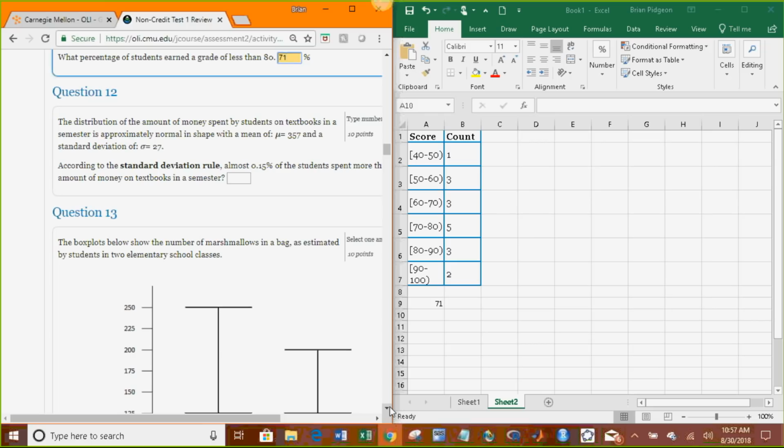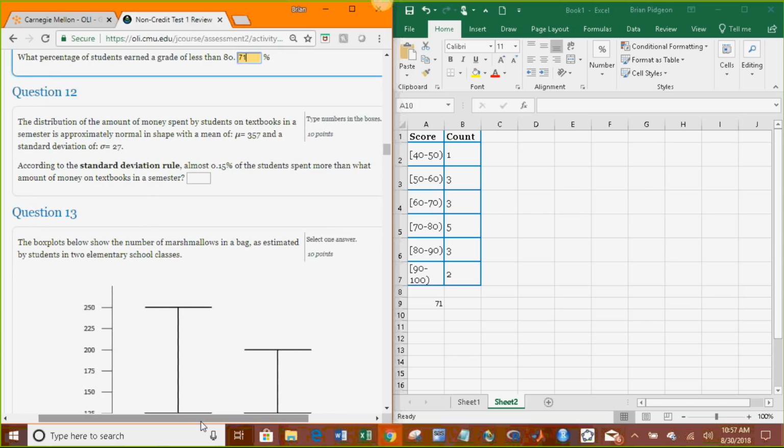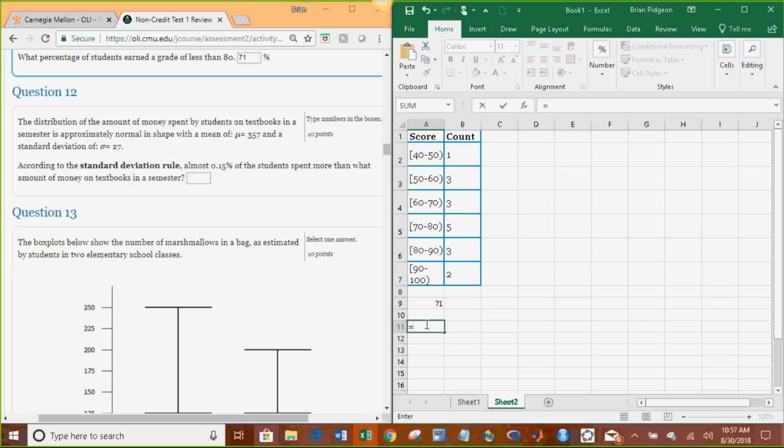Okay. The distribution of the amount of money spent by students on textbooks in a semester is approximately normal with mean 357 and a standard deviation of 27. According to the standard deviation rule, almost 0.15% of students spend more than what amount of money on textbooks? Well, we just did a question like this where our answer was 0.15%. So we know that 0.15%, or more than that, some value is going to be the value that is 3 standard deviations away from the mean. So we have 357 plus 3 times the standard deviation, 438.